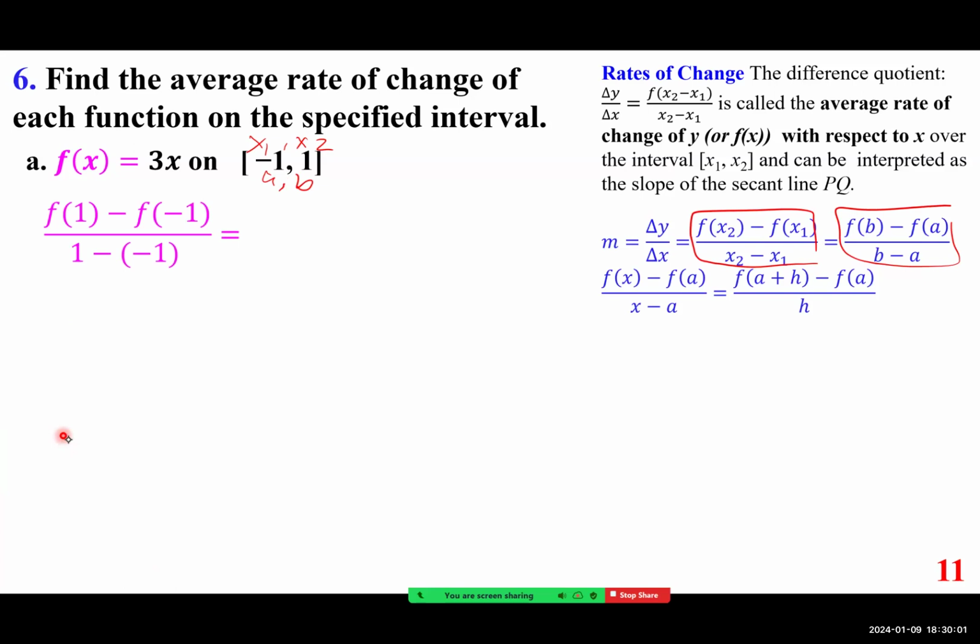So, what is f of 1? 3 times 1 is 3. What is f of negative 1? 3 times negative 1. So the numerator is 3 minus 3 times negative 1. The bottom is 1 minus negative 1, so 1 plus 1. So what we end up with is 3 plus 3, 6 over 2, or 3.